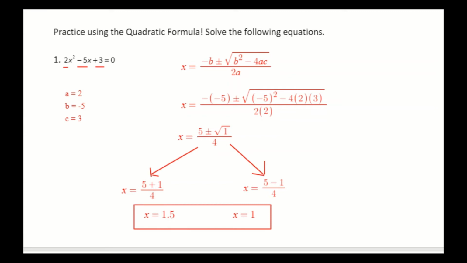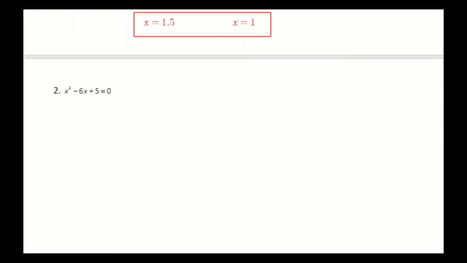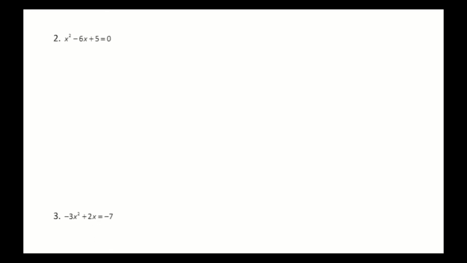Okay, so that's one example. We'll do a few more, but the basic idea here is going to be the same. We're going to identify A, B, and C, and then we're going to plug it in to the quadratic formula. So let's look at number 2. All right, number 2. Let's identify A, B, and C.